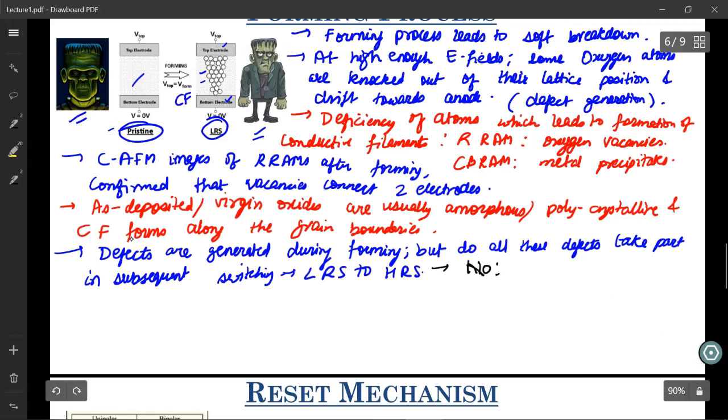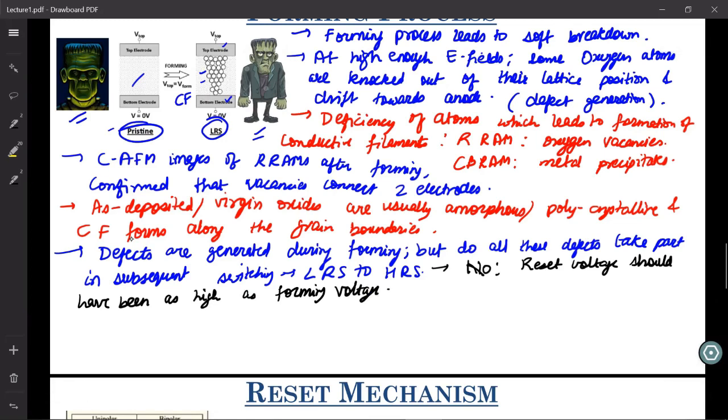So if all of these defects took part in it, then your reset voltage should have been as high in the opposite polarity as the forming voltage. But that is not the case. In terms of magnitude, your reset voltage is actually very less as compared to your forming voltage. So what is the reason for that?